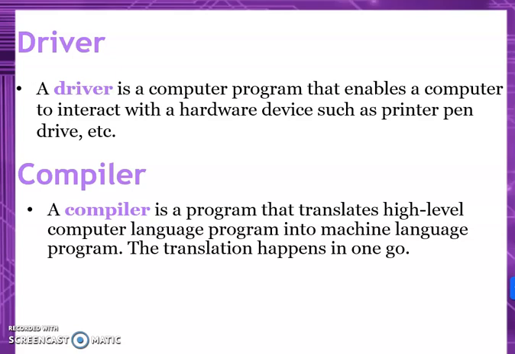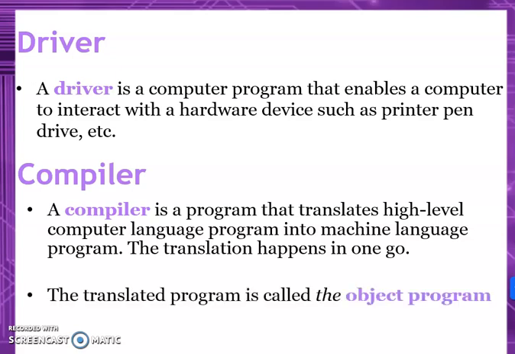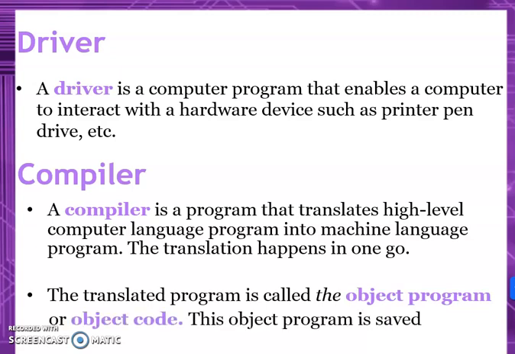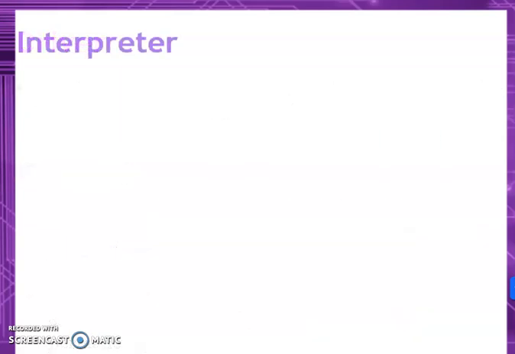Before performing that task, it first translates our language into its own language. That translated program is called the object program or the object code. Then this object program is saved.